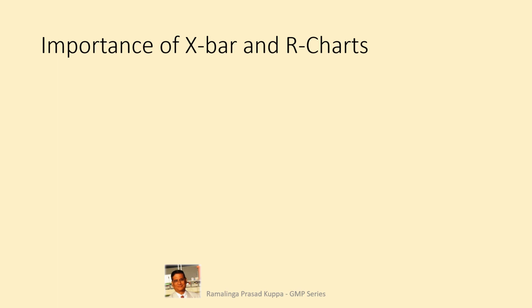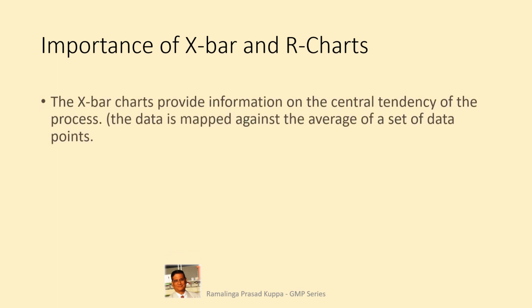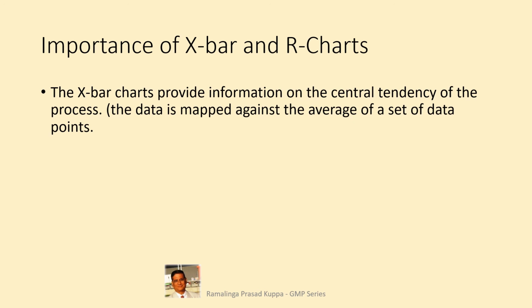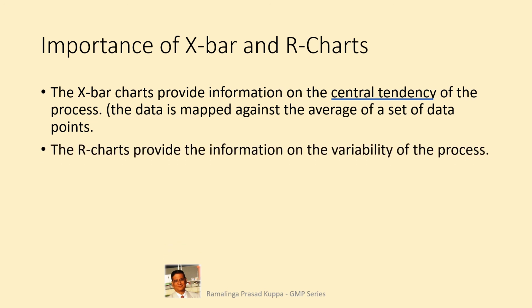Let us see the importance of X bar and R charts. The X bar charts provide information on the central tendency of the process. The data is mapped against the average of a set of data points. Average will tell information on the central tendency of the process. Hence, this chart will be very useful for establishing the central tendency. The R charts provide information on the variability of the process. Range talks about the difference between the smallest value and the largest value. This obviously gives information on variability.